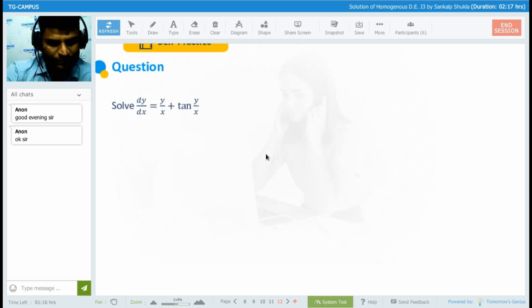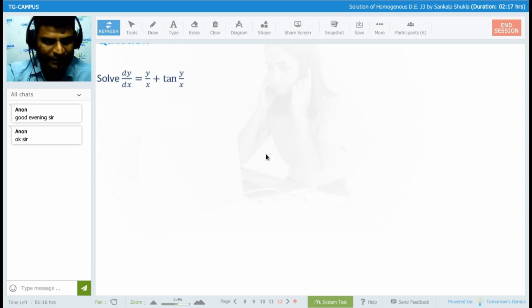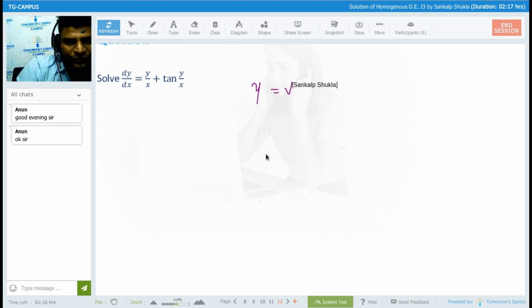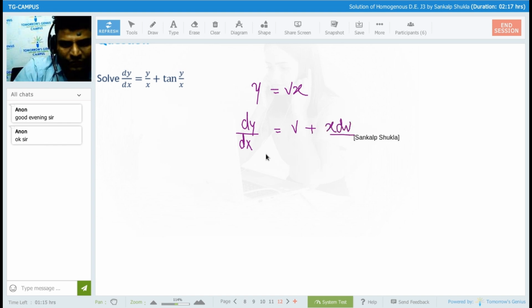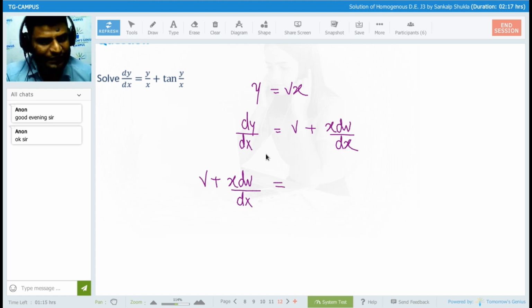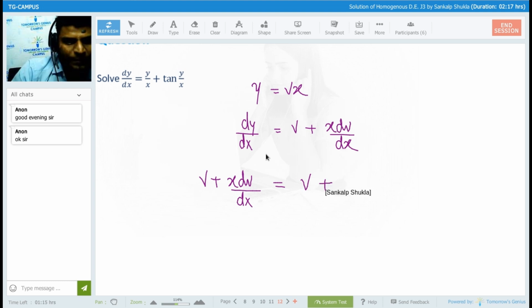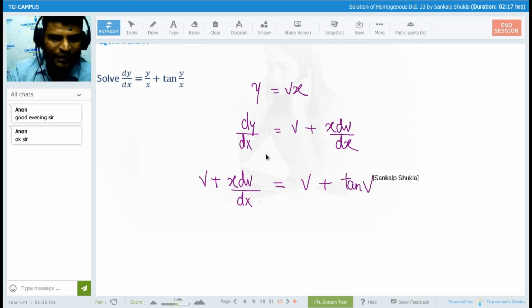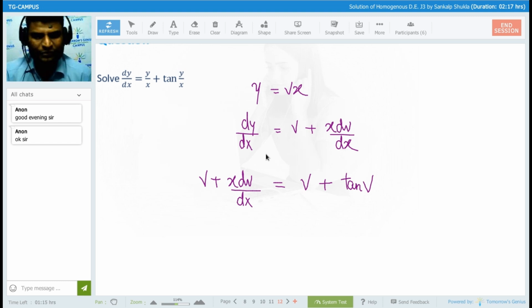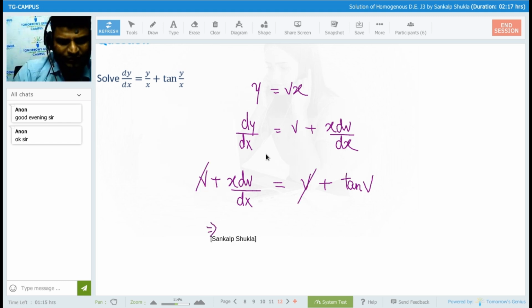Now try this. Dy by dx is equals to y by x plus tan y by x. It's a very simple question, right? Y is equals to vx. When you put y is equals to vx, dy by dx will be v plus x dv by dx. So v plus x dv by dx is equals to y by x. Now y is vx. Vx by x will be v only. Plus tan v only. Because y by x is v only. Okay? So this v and v can be cancelled. It's a very simple question.